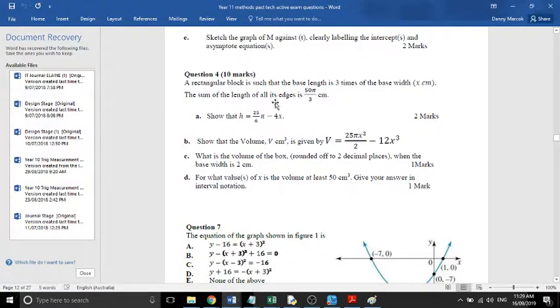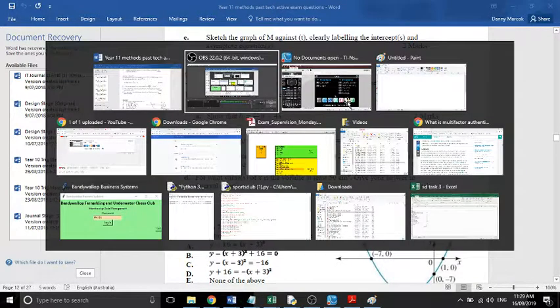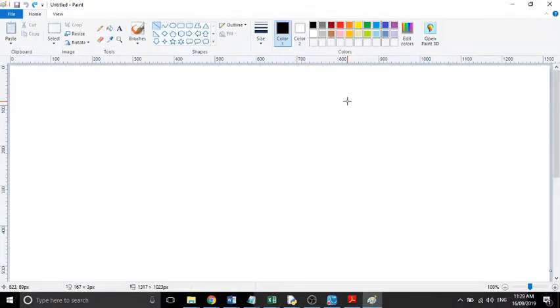So what we're seeing here, a rectangular block is such that its base length is 3 times its base width, which is x. Sum of all the edges add up to this. We want to show the height, we want to show the volume, and then we also want to do a couple other things from there. So first thing we're going to do is draw this. You're not given the drawing, so we'll draw this.